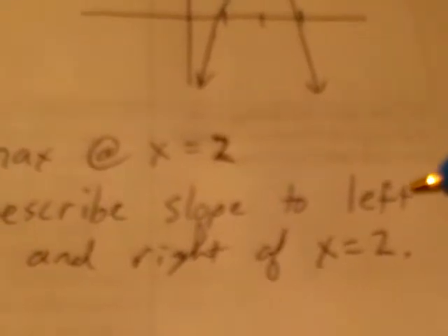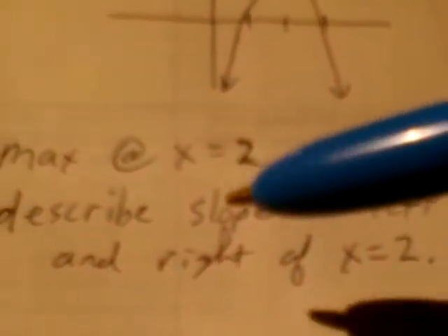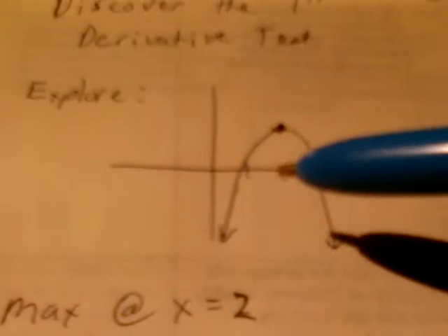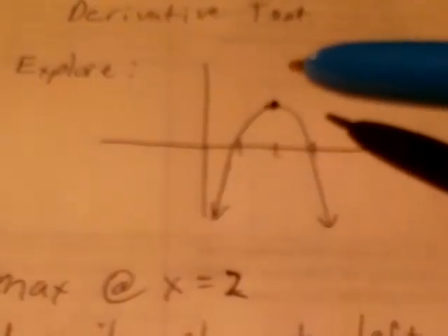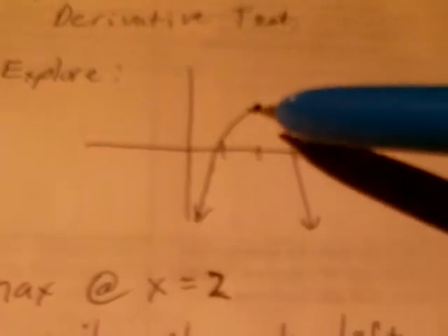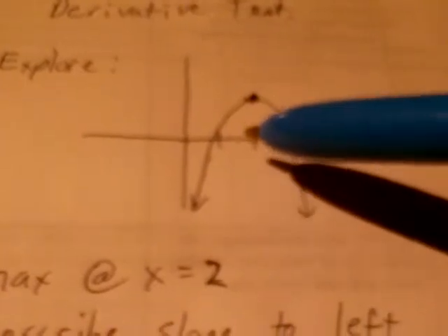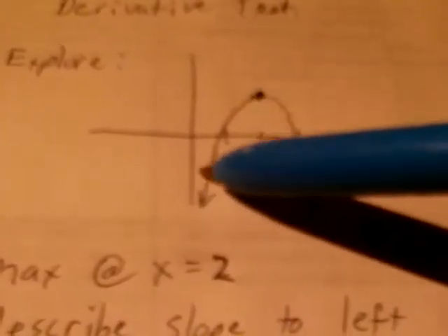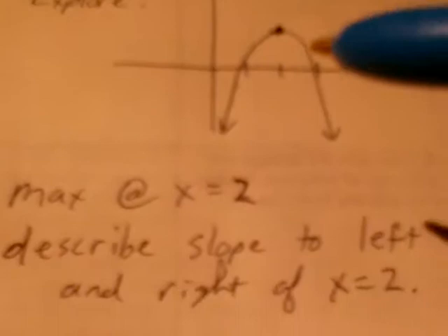And so what I want us to do is describe the slope as we go to the left of 2 and to the right of 2. So if we look back up here at the graph, we can see here's 2, and to the left of 2, the slope is positive. And to the right of 2, the slope is negative. And in fact, right at 2, the slope is 0, but we're going to get to that later. But what's most important right now is that our slope goes positive and then negative. So describe the slope to the left and to the right of x equals 2.